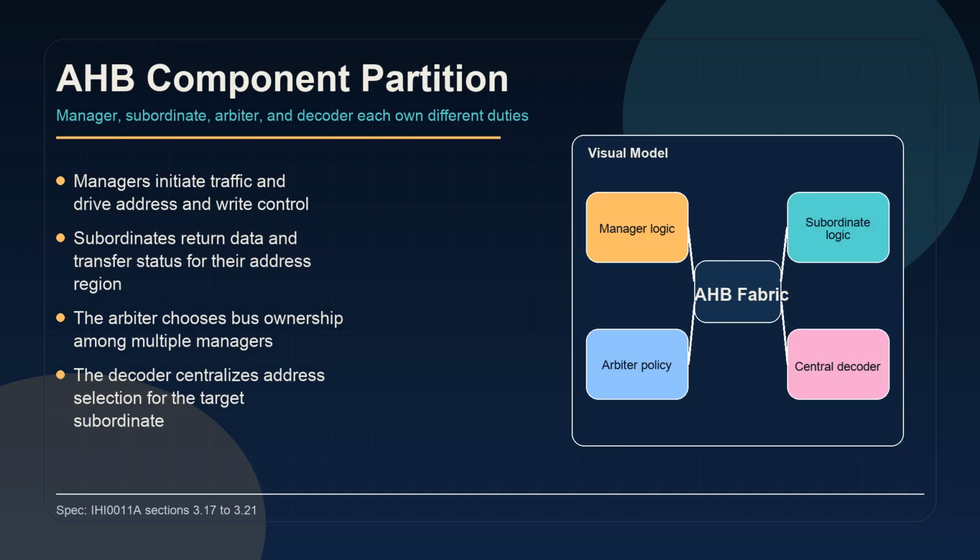The original document uses master and slave terminology. In this video, I will use manager and subordinate. One reason AHB scales well as a reusable interface is that block ownership is explicit. Managers initiate traffic. Subordinates return data and status. The arbiter selects ownership. The decoder selects the destination. When bugs appear, knowing which block owns which rule makes debug and sign off much faster.